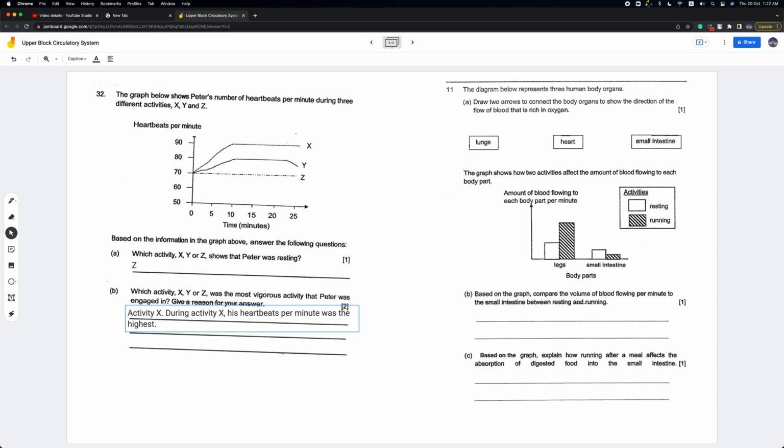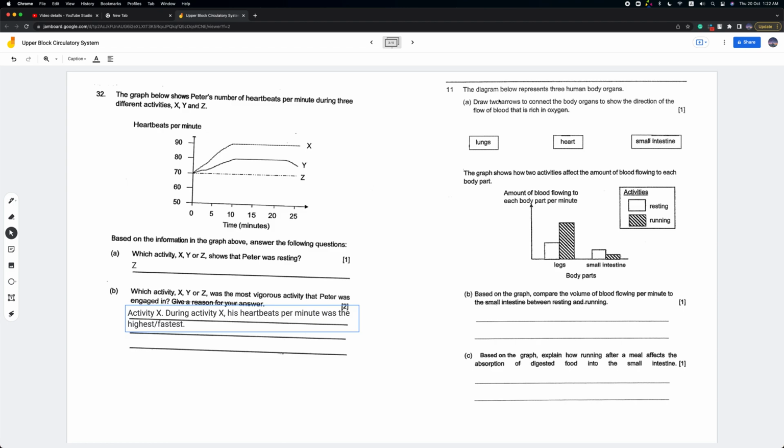Or if you want to rephrase, you can say his heart beat was the highest. No issue also. Or the fastest. Okay, here you can say the highest or the fastest. His heart beats per minute was the highest or was the fastest.